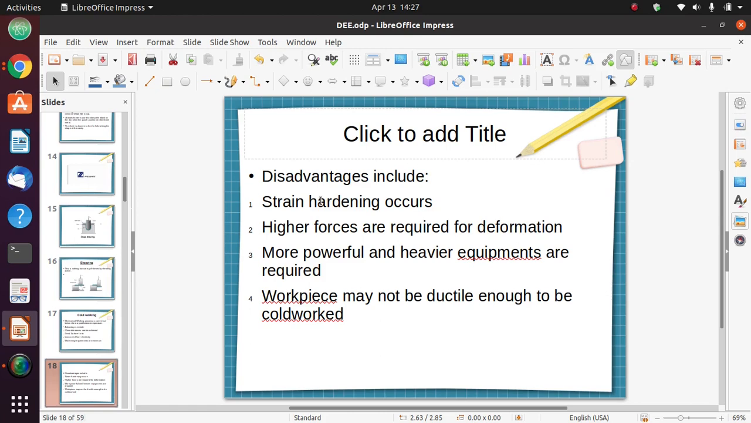Some workpieces might not be ductile. We had talked about ductility at some point. Some workpieces cannot be machined at room temperature, below recrystallization temperature. So when you're working on a workpiece, please ensure that you know whether that material can be worked using cold working. Can I forge steel at room temperature? Can I forge iron at room temperature? You have to take such things into consideration.